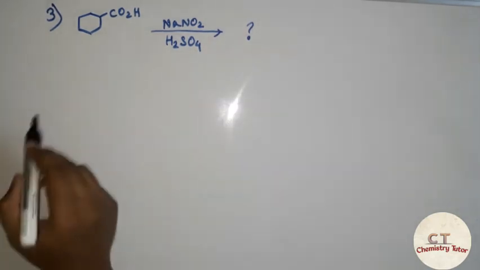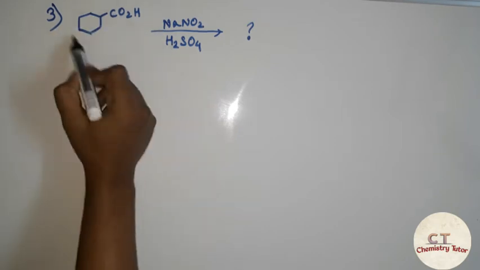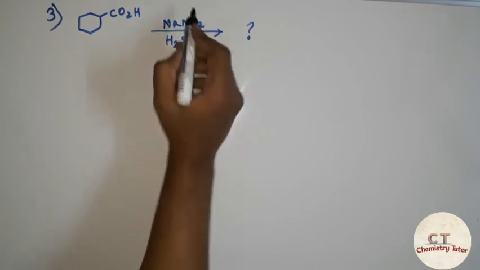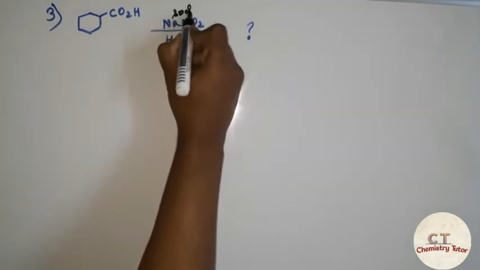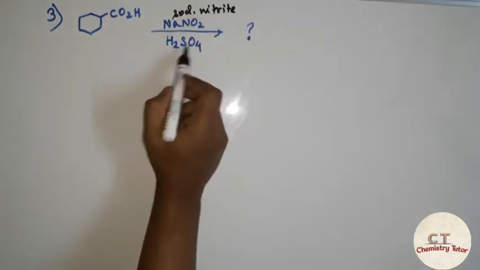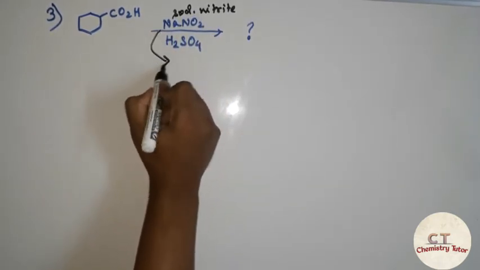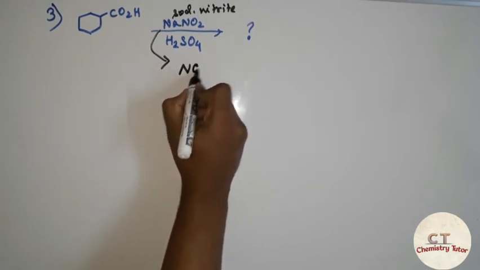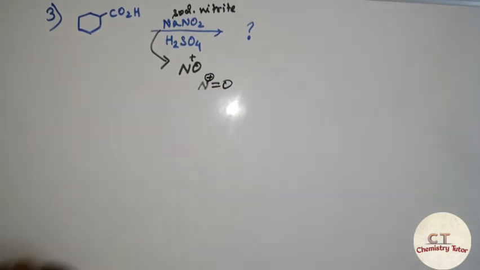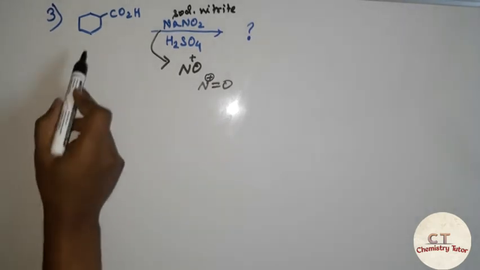So in this reaction, what is the product formed here? This is a carboxylic acid group attached to this cyclohexane. Then on reaction with NaNO2, this is sodium nitrite, and H2SO4, sulfuric acid. Whenever sodium nitrite is added with an acid, it generates NO plus, or you can write it in the form N double bond O with positive charge on the nitrogen atom. So it is going to generate this electrophile first.